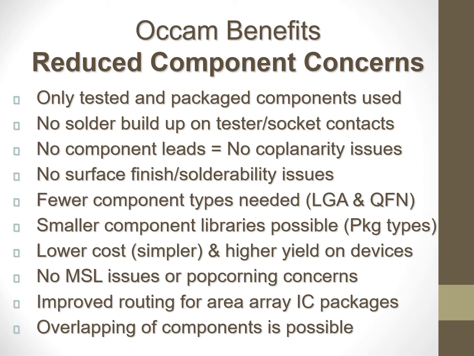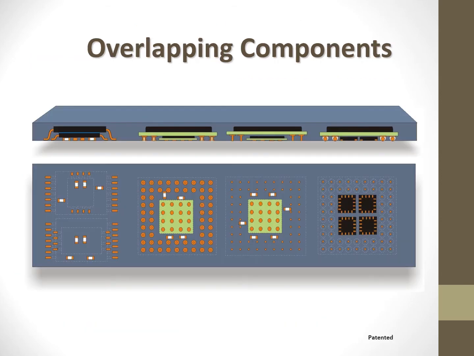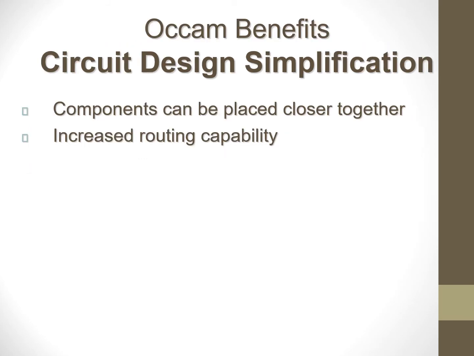Moreover, there's no concern about moisture sensitivity levels or popcorning, which happens at higher temperature soldering. And improved routing for IC packages, even the potential for overlapping components is possible. And here's an example of what that looks like, shown from the bottom, where components are existing in the shadow of the components above them, or in this case, it would be beneath them, and the ability to route higher density assemblies than are done presently.